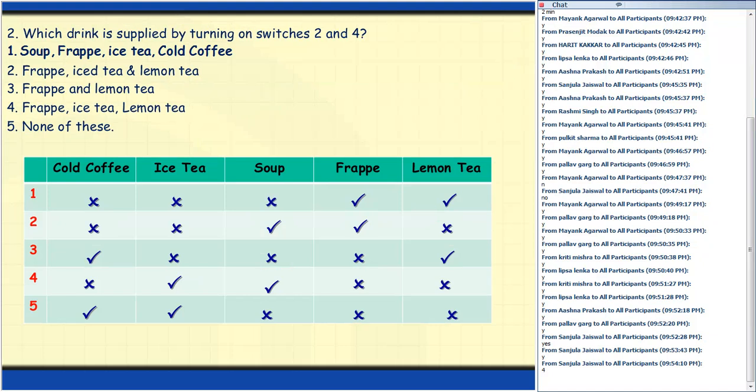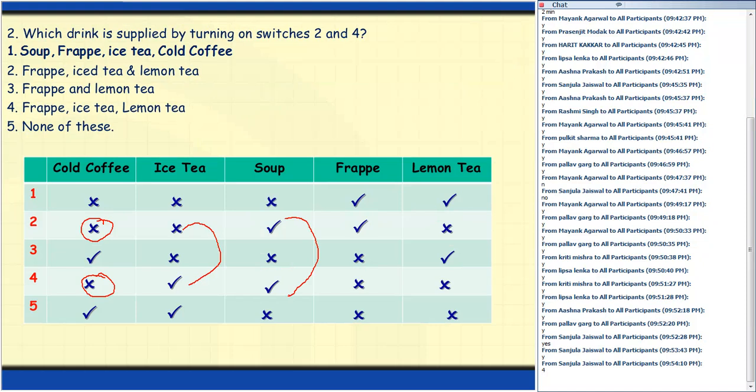Which drink is supplied by turning on switches 2 and 4? Switches 2 and 4. So the answer is option number 1. You can see switch 2 and 4. 2 and 4 से cold coffee नहीं आएगा. 2 and 4 से iced tea आएगा. 2 and 4 से soup नहीं आएगा. They will nullify each other.